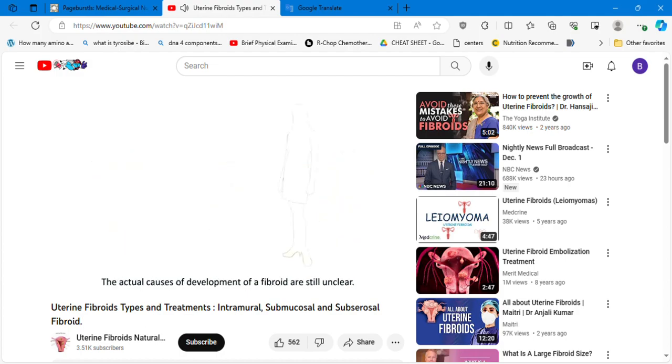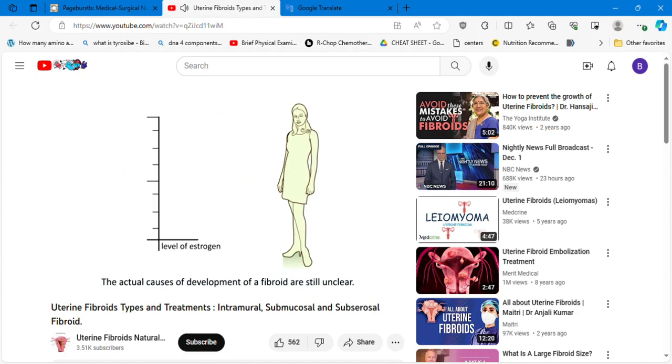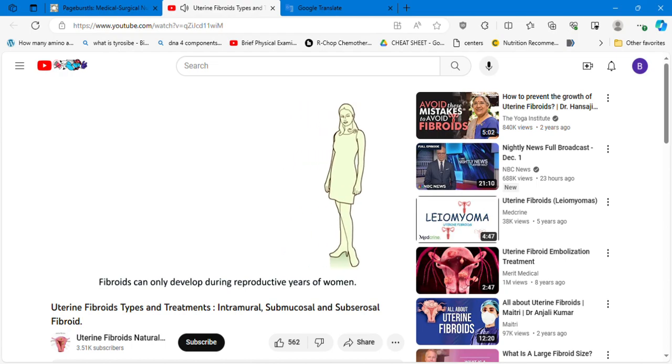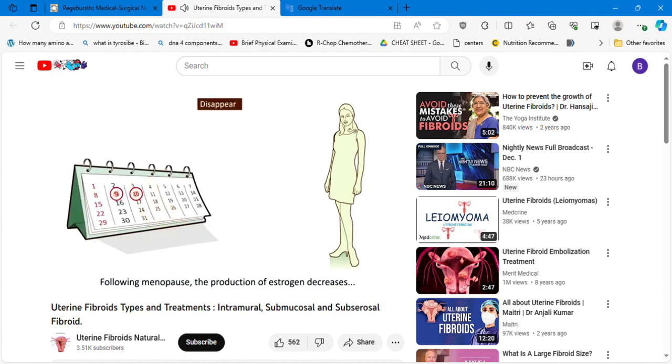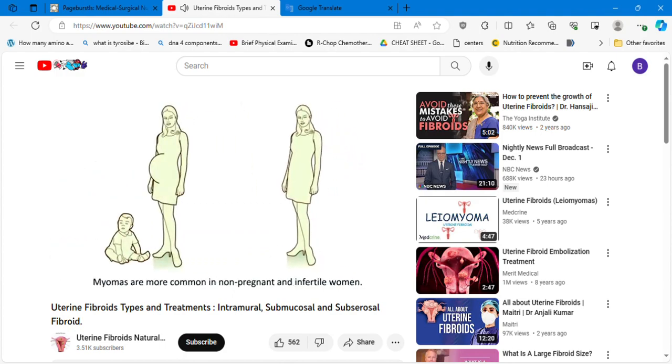The actual causes of development of a fibroid are still unclear. However, it has been documented that fibroids are associated with high levels of estrogen, the female sex hormone. Fibroids can only develop during reproductive years of women. Following menopause, the production of estrogen decreases, which will usually cause fibroids to shrink or disappear. Myomas are more common in non-pregnant and infertile women.